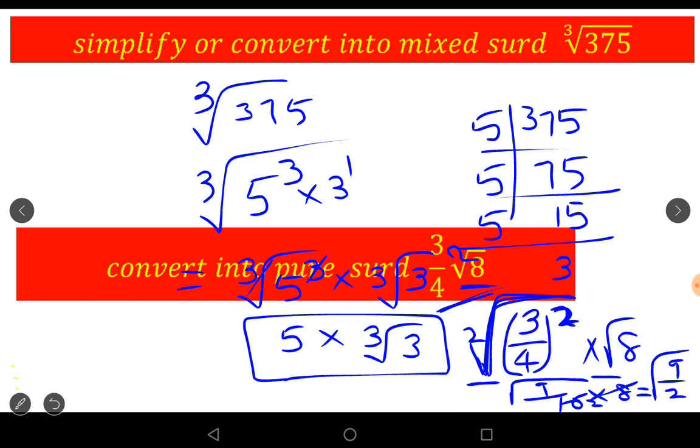Next step, apply the first identity: nth root of a times nth root of b equals nth root of a times b. So root of 9/16 times 8. 8 and 16 cancel. Root of 9/2 is the answer.